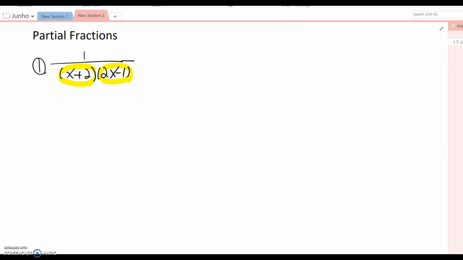But we don't know what the numerator is, so we can rewrite this as any constant over x plus 2 and then another constant over 2x minus 1. The reason I put A and B is because the numerator degree is a single degree. Therefore, we can write a number over a single degree factor. So we set up A over x plus 2 plus B over 2x minus 1.